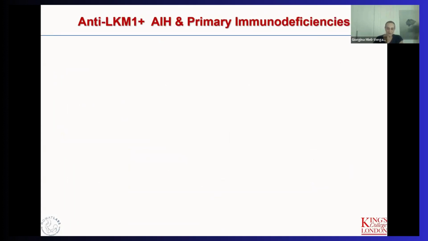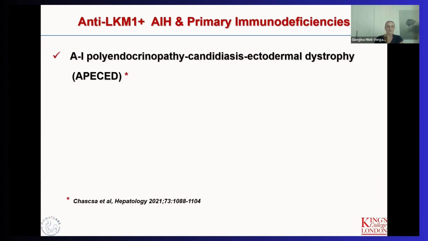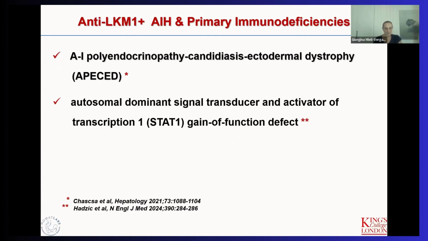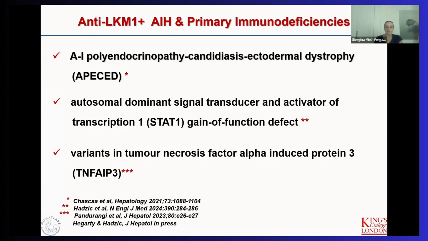In primary immune deficiency, something which is not new is that anti-LKM positive autoimmune hepatitis can be associated with autoimmune polyendocrinopathy candidiasis ectodermal dystrophy, APECED syndrome, which is a primary immune deficiency very well described. But more recently, it has been shown that anti-LKM positive autoimmune hepatitis can be associated to autosomal dominant signal transducer and activator of transcription 1, STAT1 gain of function defect, or variants in tumor necrosis factor alpha-induced protein 3. Some of these data are still in press.